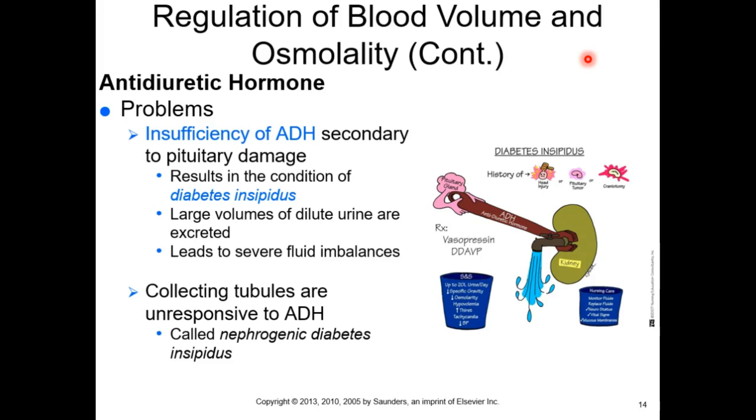Does anybody remember what it is that determines a cell's responsiveness to a hormone? Yeah, receptors. Does it have a receptor that works for that hormone? Absolutely, well done.